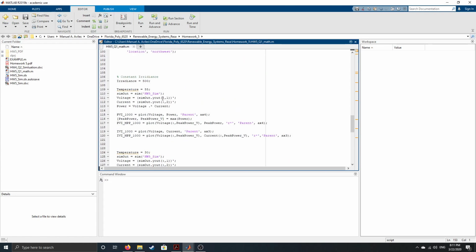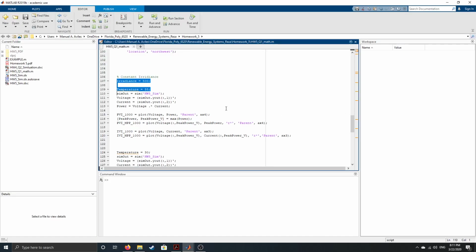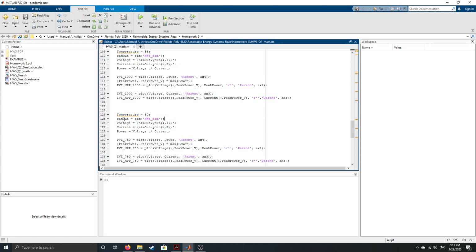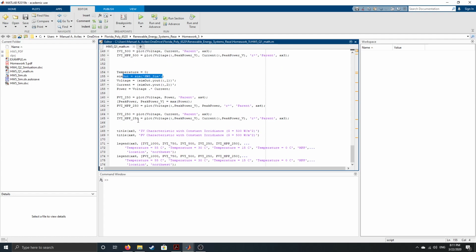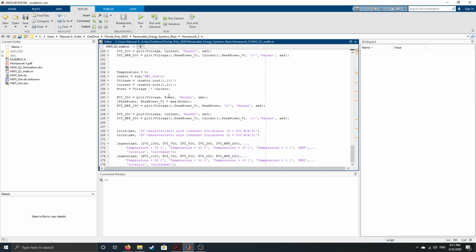And this works much the same way, where after these two are defined, these are sent to the Simulink file. I take a voltage and current output, calculate power, plot PV, plot IV, and repeat that simulation for every single trial. Afterwards, I add titles and I fix the legends for this part of the assignment.